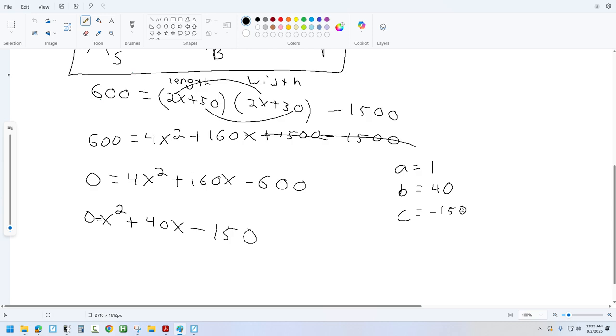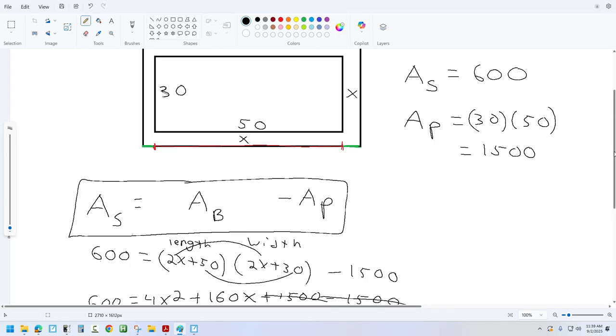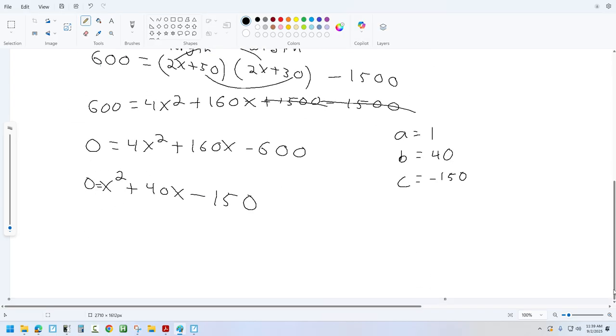Now, I need the quadratic formula. How does the quadratic formula start out? What's the first thing? Negative B, yep. Let me scroll down a little bit. I'm going to put it up here in its own little box. Starts out negative B. Okay, and then what? Plus or minus the square root. Okay, good so far.